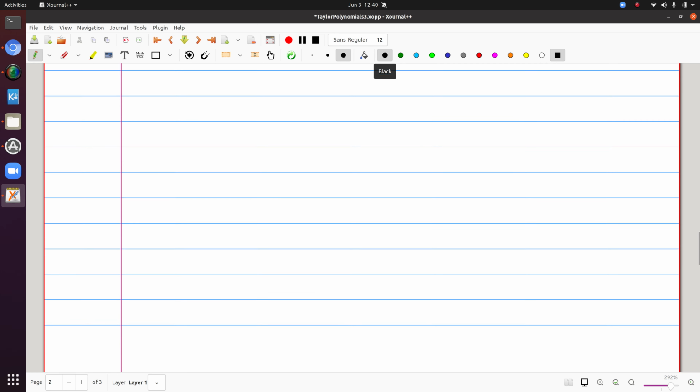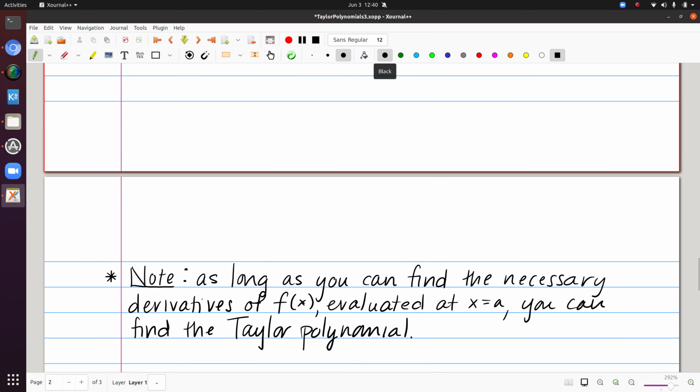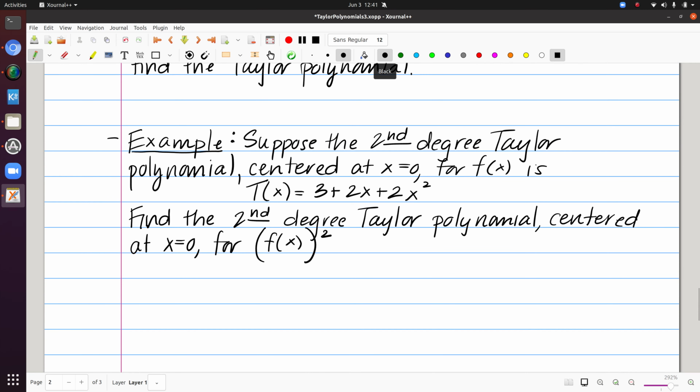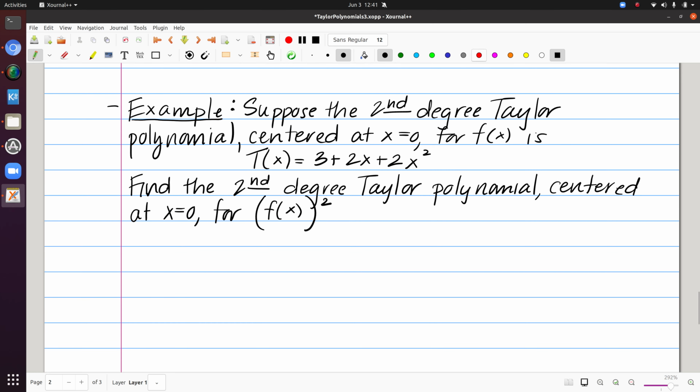And then the last thing I want to go over about Taylor polynomials is the idea that, even a little bit more abstractly, as long as you can find the needed derivatives evaluated at whatever the center is, you should be able to find the appropriate polynomial. So consider this next example where I'm given the Taylor polynomial centered at 0 for some unknown function f of x. And then I'm asked to find this Taylor polynomial centered at 0 for that unknown function squared. Well, let's think about what do we know.